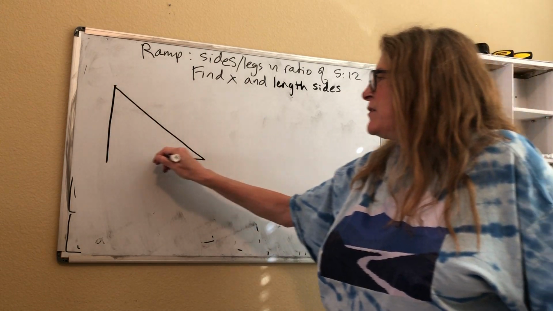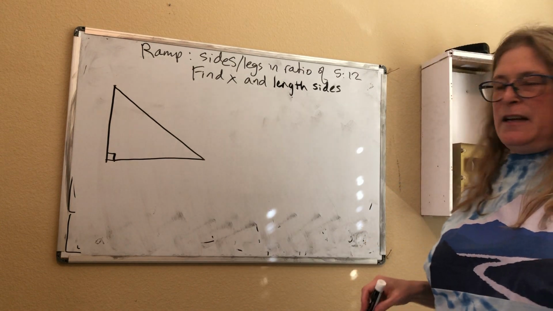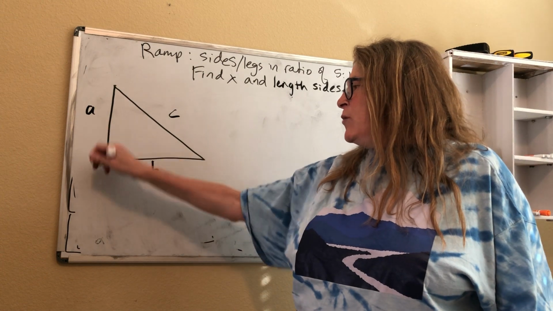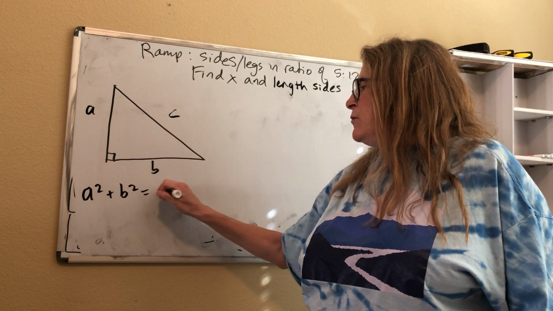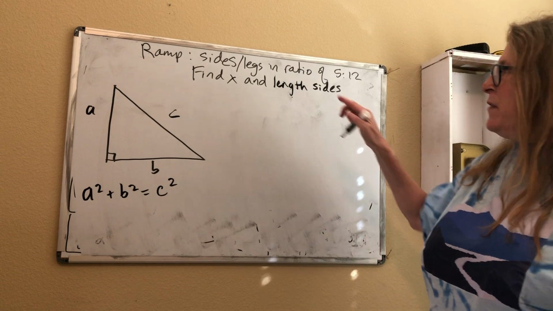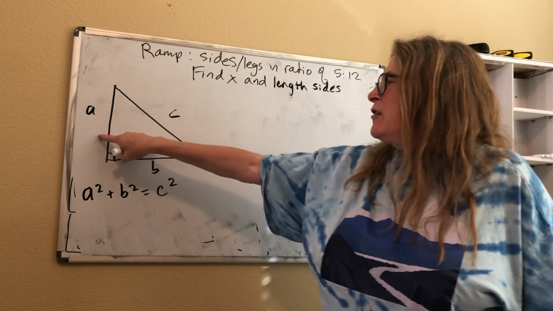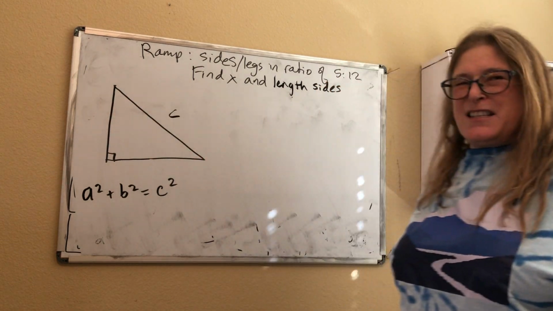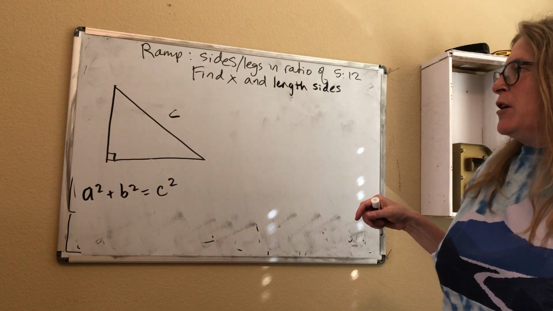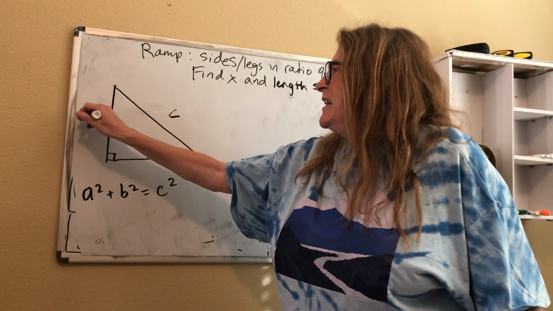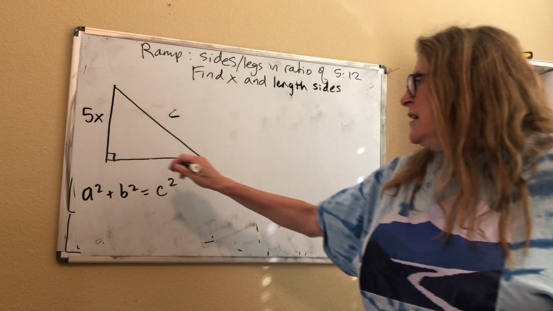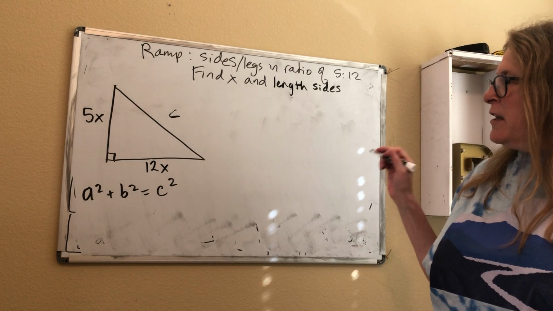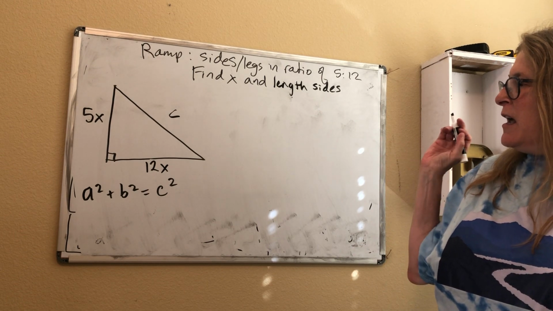And if you guys remember, we have this thing called the Pythagorean theorem, right? So if I say that's A and that's B and that's C, I can say it's A squared plus B squared equals C squared. Now, what they're saying though is that the legs, these two are called the legs and that's called the hypotenuse, are in the ratio of 5 to 12. So they're not saying they're equal to 5 and 12. They're saying the ratio is 5 to 12. So that means this leg is some multiple of 5, and this leg is some multiple of 12. They want me to solve for x.